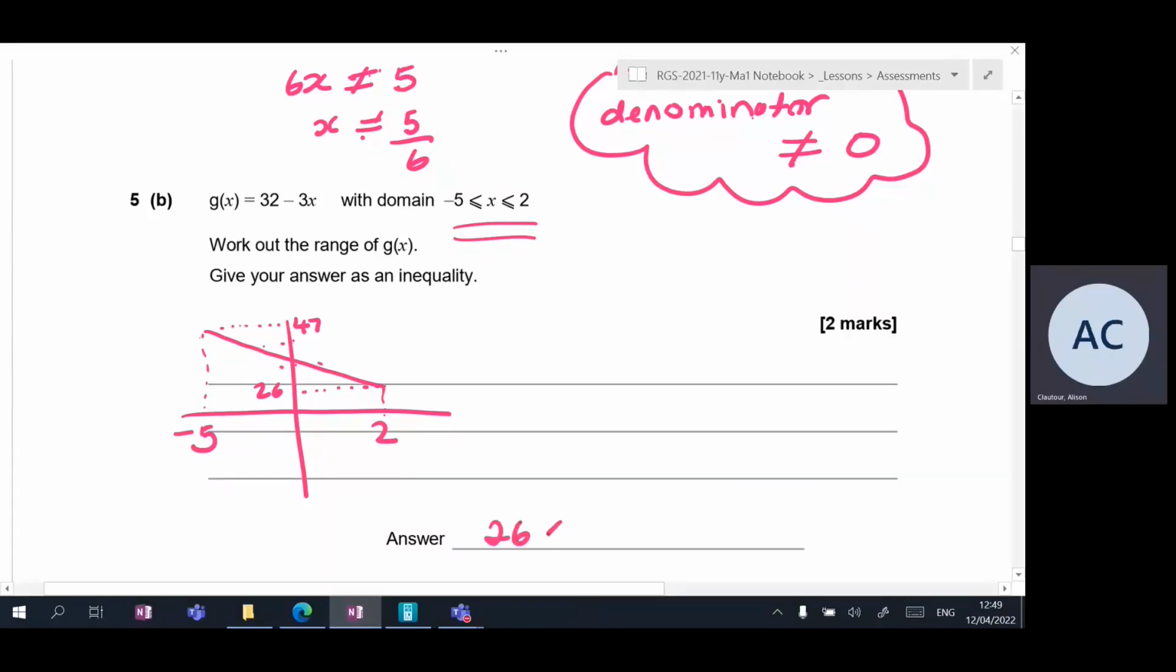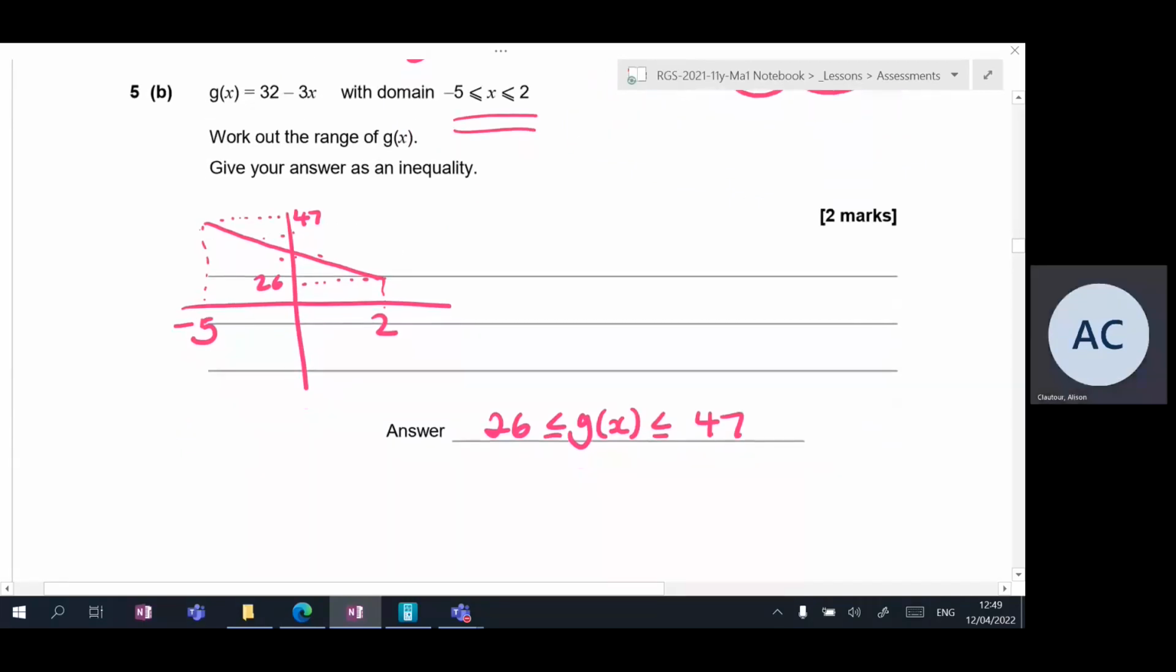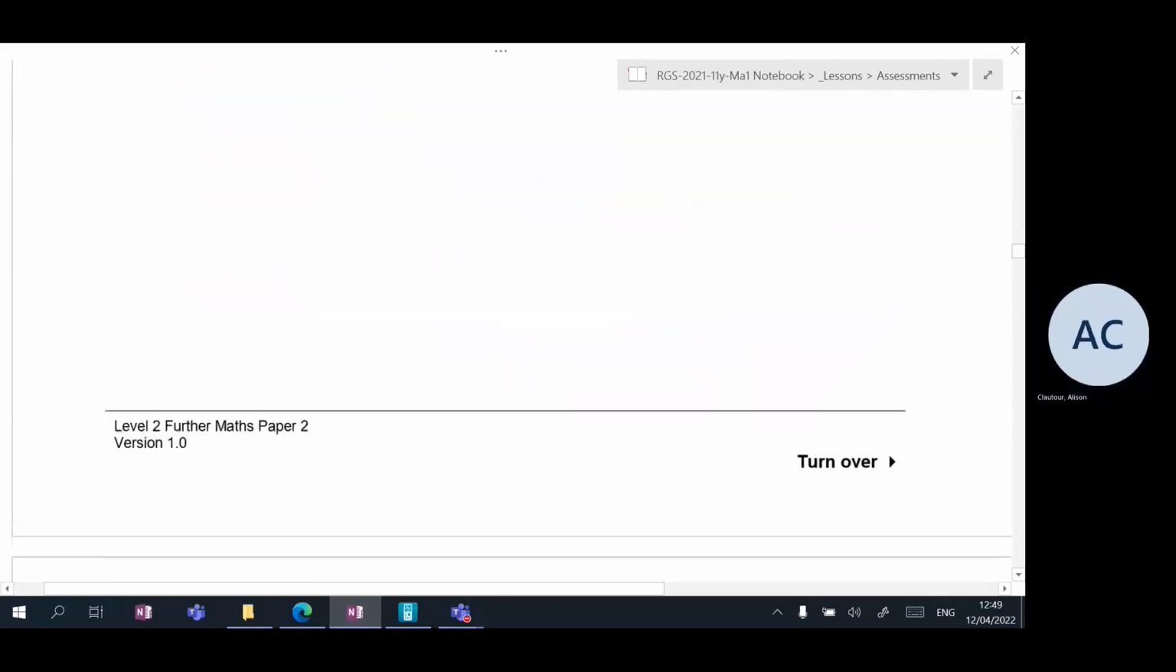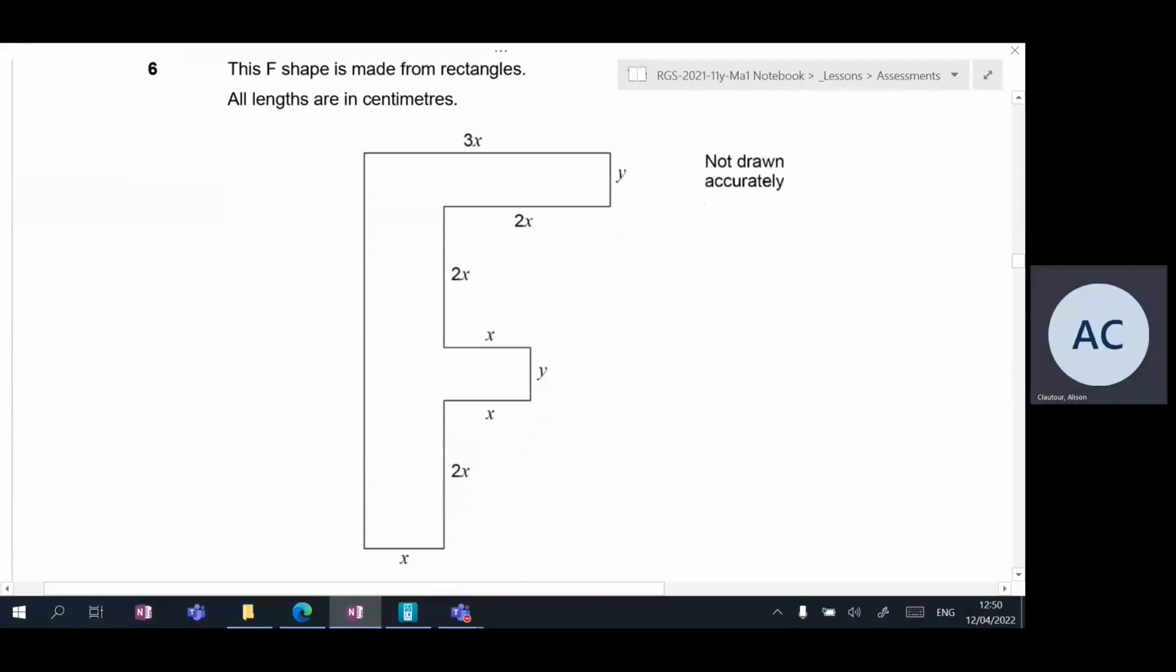So your answer is, it can equal it as well because it can equal the 2 and the minus 5. Okay, but it's going to be between 26 and 47. Okay, if you don't have a calculator, you just have to draw that graph by hand and obviously substitute those values in to find the endpoints. But I would definitely recommend getting a calculator if you don't have one.